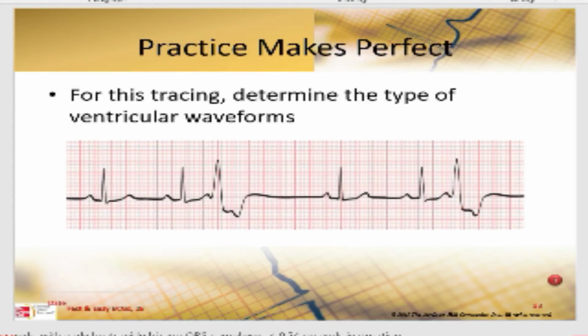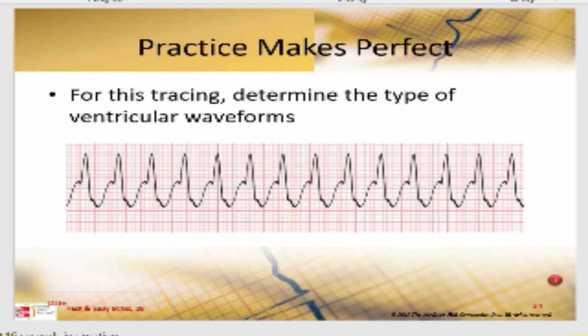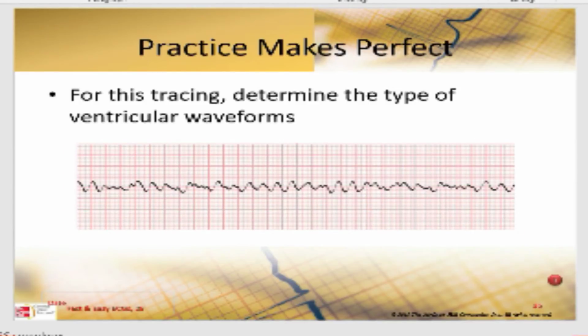Now take a look at this one. This one is a normal QRS complex at 0.08 seconds. It has some early beats and a wide bizarre QRS complex, and it's at 0.24 seconds in duration. Now this one. This one has a wide bizarre QRS complex at 0.16 seconds duration. Now this one. This one is totally chaotic. There's no QRS complex in this.